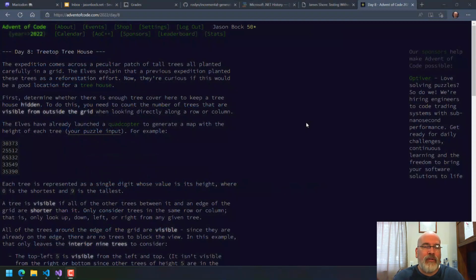This one, you're given a grid of data that gives you the height of a tree in a grove. So you can see here 3, 0, 3, 7, 3, and so on. The first part is you're looking outside in to see how many trees you can see. And then the second part is you're in and you want to find the one that gives you the most scenic view of the most trees. Which position is that?